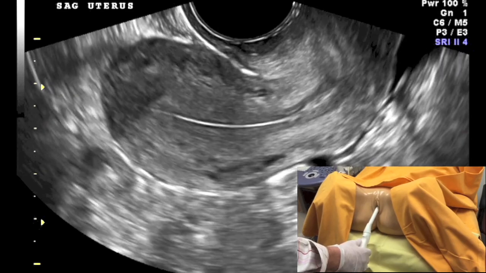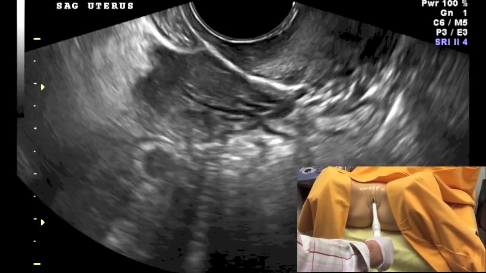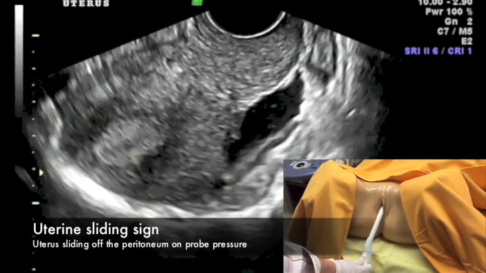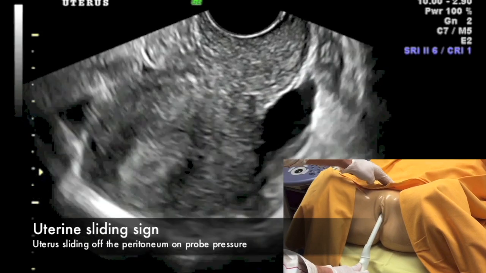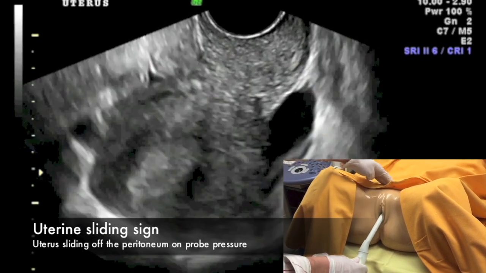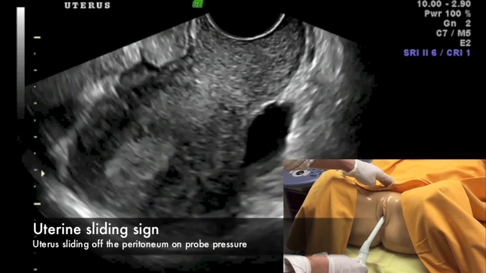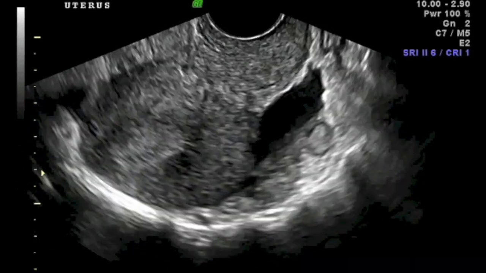The uterus is then assessed for its position, findings of adenomyosis, as well as its mobility on sliding sign. The sliding sign is assessed by manipulating the uterus between a hand placed on the abdomen and ultrasound probe. Pressure on the probe tends to slide the uterus off the peritoneum in absence of any adhesions.